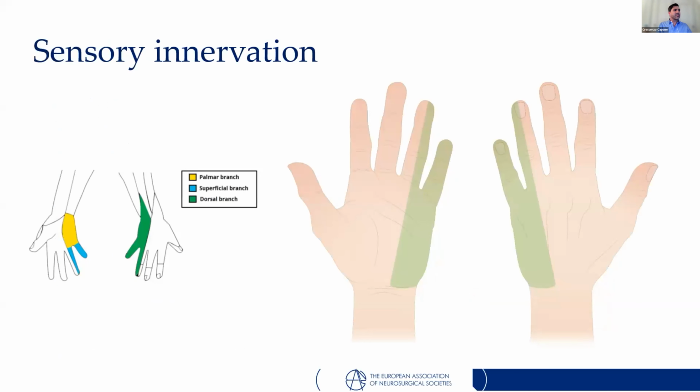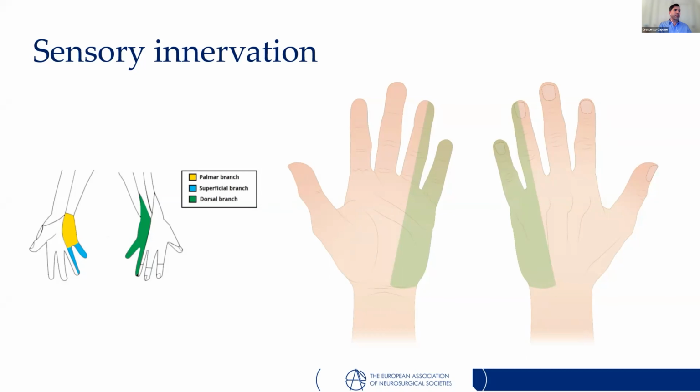As for the sensory innervation, the ulnar nerve provides sensory innervation to the ulnar side, palmar and dorsal aspect of the hand, as well as the small finger and the ulnar half of the ring finger. There are three branches of the ulnar nerve responsible for its sensory innervation. Two of these arise in the forearm and then travel to the hand. The third one arises just in the hand.